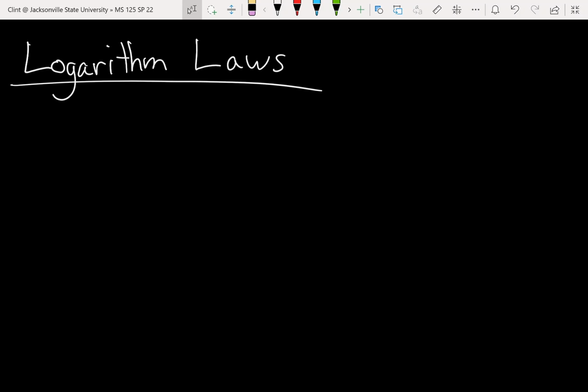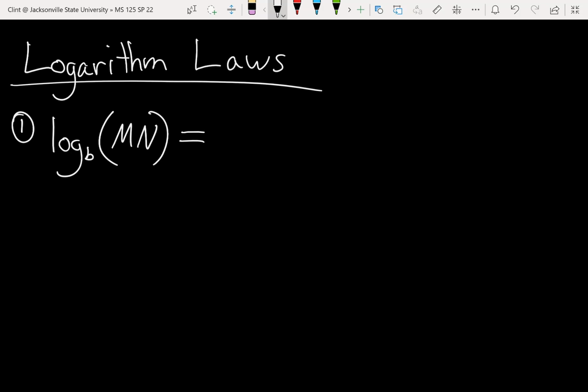So we've got three properties we're going to focus on, and really you can make a bigger list, but any other property you write down after these three is just a combination of doing these things. So property number 1 is that if we have a log with some base, it doesn't matter what the base is, and inside the logarithm we have a product, we can rewrite that.